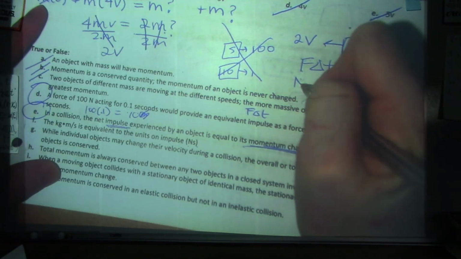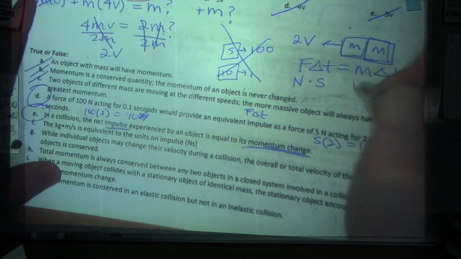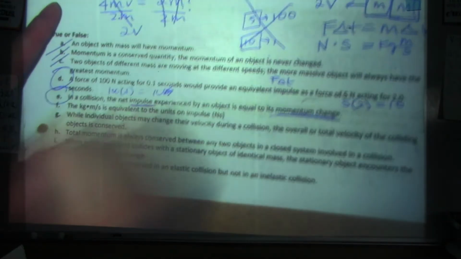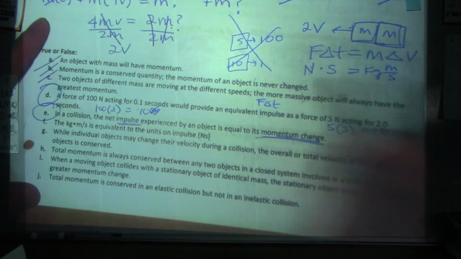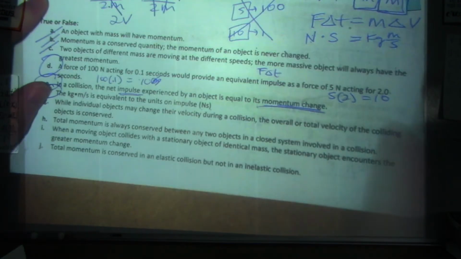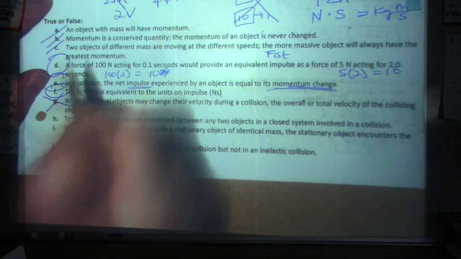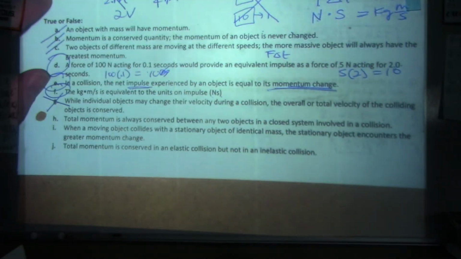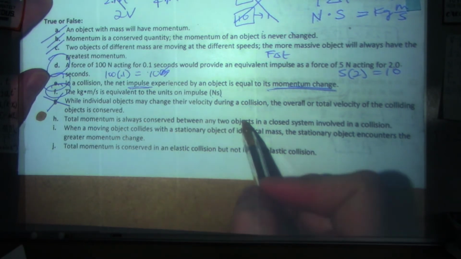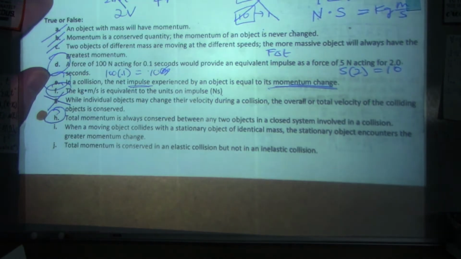Force is measured in newtons, time measured in seconds. Mass measured in kilograms, velocity in meters per second, so those two have to be equivalent to each other, which is why we see it both ways. While individual objects may change their velocity, the overall or total velocity is conserved. Definitely not true. Velocity is not conserved. Momentum is. Total momentum is always conserved between two objects in a closed system involved in a collision. Yep, that is definitely true.